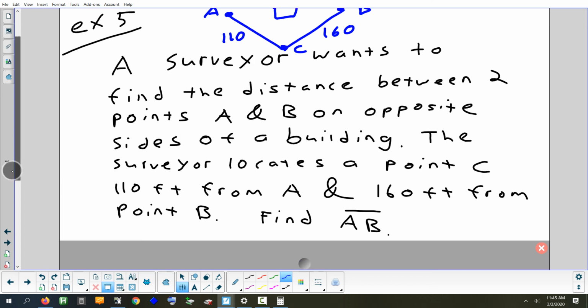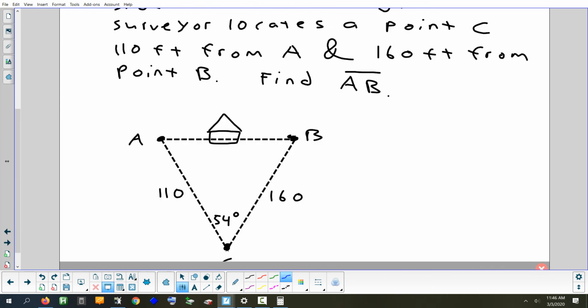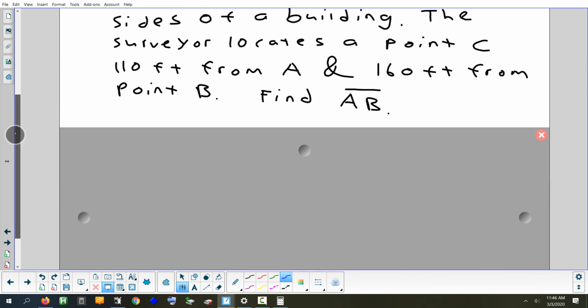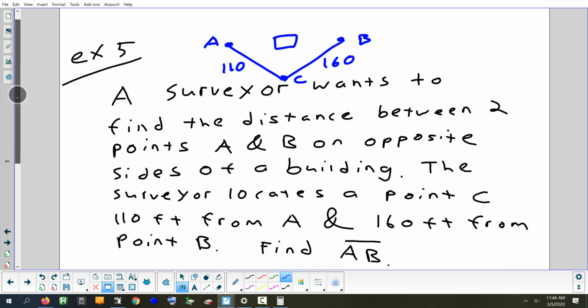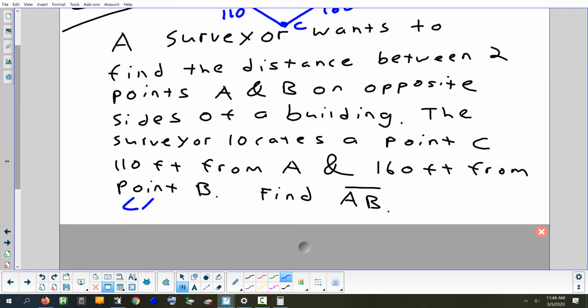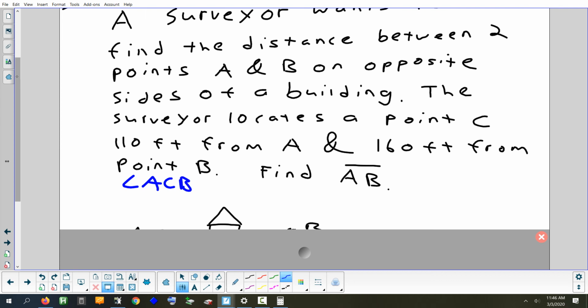Right, and they would have to give you one more piece of information, which I put in the diagram, but I didn't put in the word column. They would tell you angle ACB is 54 degrees. So if they didn't put it in the word problem, they'd have to put it in the diagram. Okay, so we know that angle is 54 degrees.